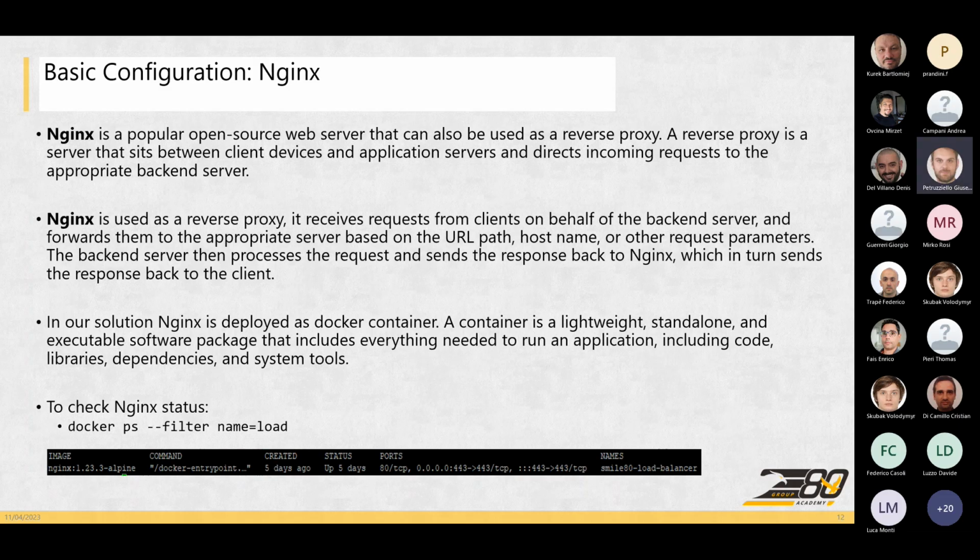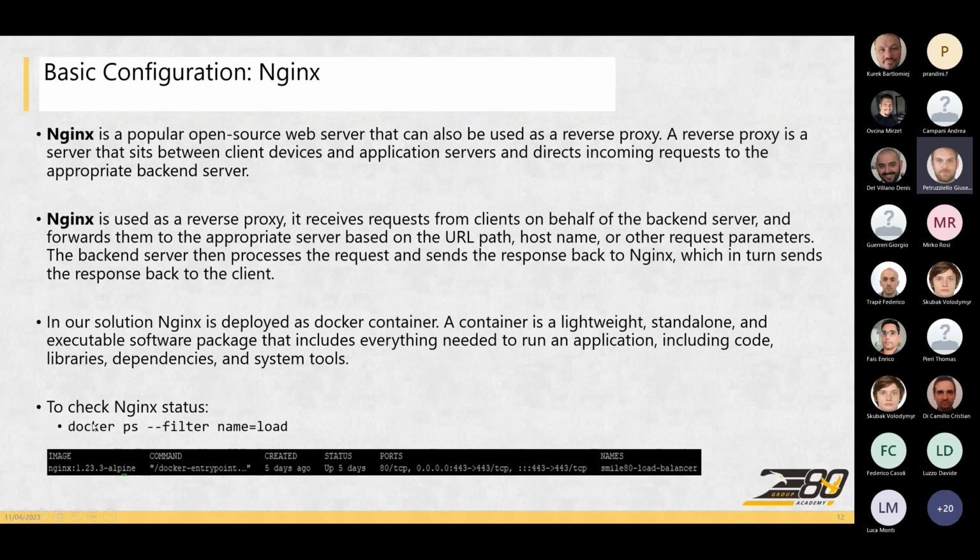in the specific web browser. So in our solution, Nginx is deployed as a Docker container. Just to have an idea, a Docker container is a lightweight, standalone, executable piece of software that includes everything needed to run an application, including code, libraries, dependencies, and system tools. So it's not necessary to install or configure the system to run a solution under a Docker container, but the container, in the specific the image, contains everything necessary to run the application.